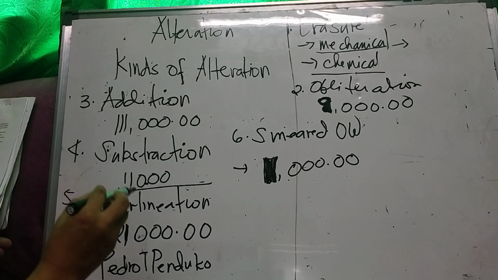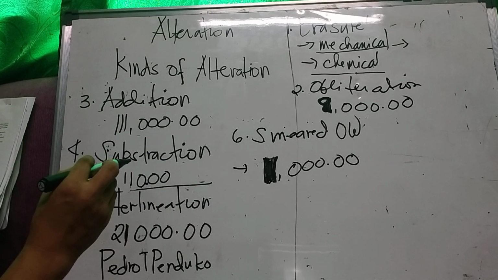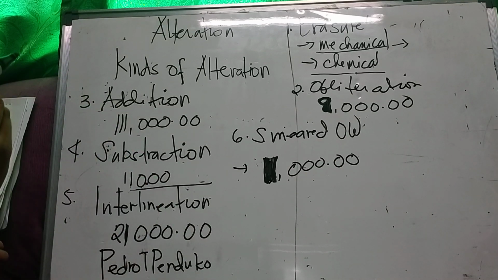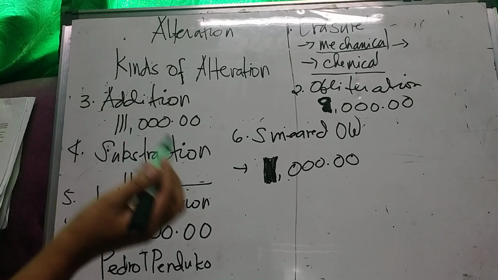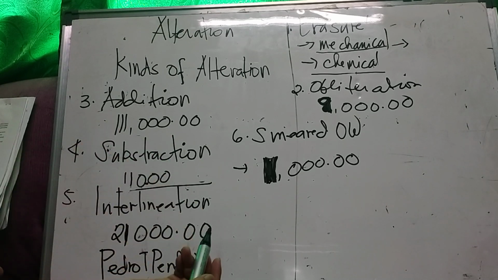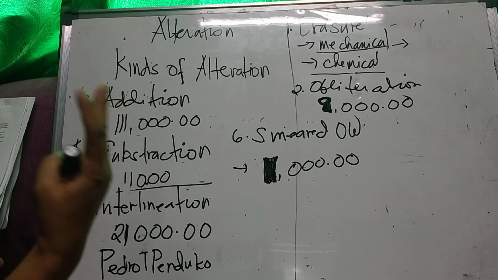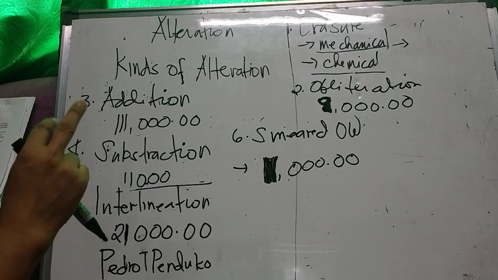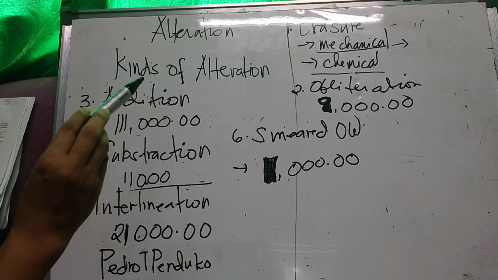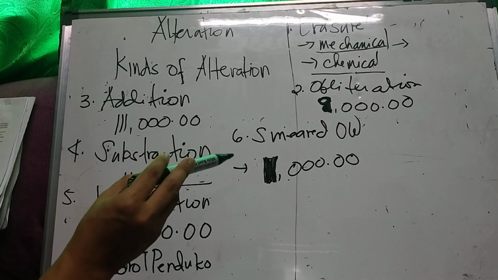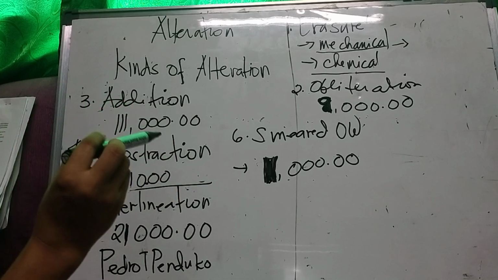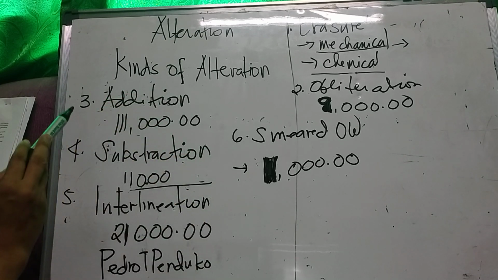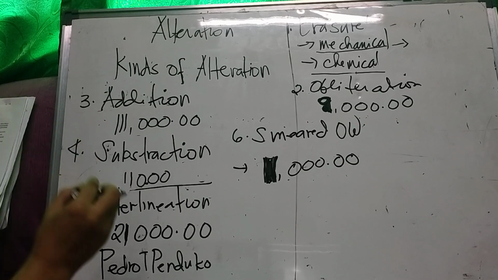So, what are you going to show to me when you are going to apply this is put an arrow on the application. And then, after that, you explain every application, like number 1 sa erasure, you have to discuss to me how did you apply mechanical erasure and then chemical erasure. So, sa erasure, you have to use 2 receipts. And then, doon sa 2 receipts na yan, on the first receipt, you are going to apply mechanical, and then the second receipt, you apply chemical. And then you put your own explanation on how you executed the application. The same with obliteration, addition, subtraction, and then interlineation.